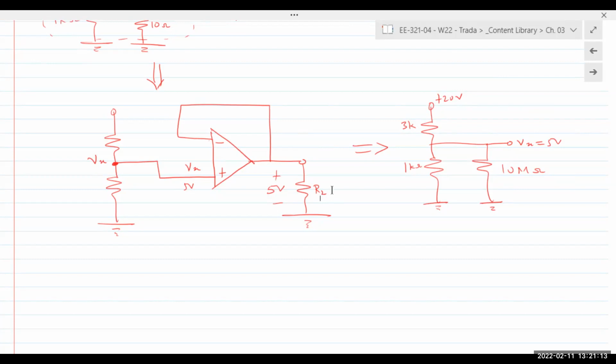Does that make sense on how that voltage follower works as an isolation buffer? Hopefully. 4.96? 4.996.